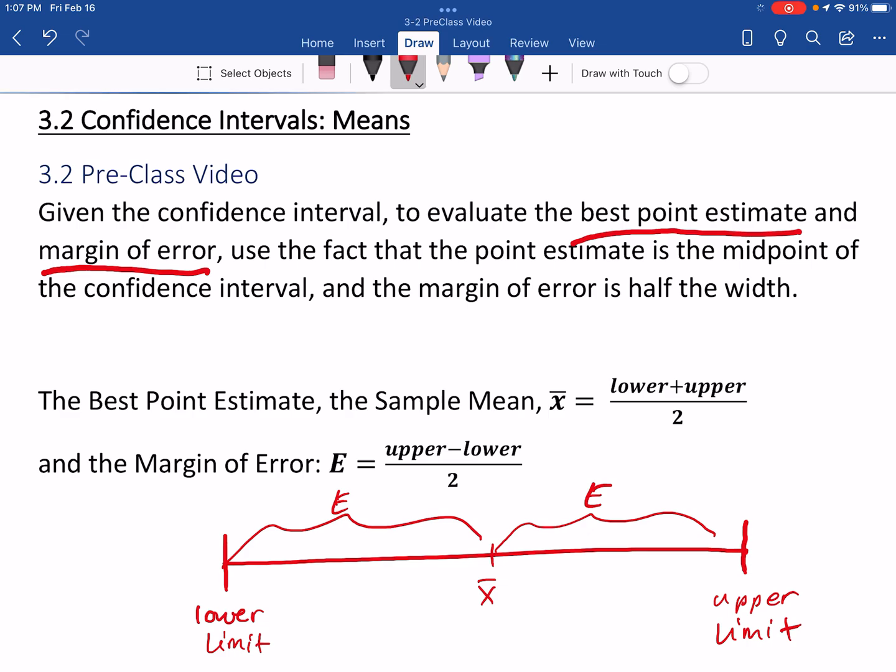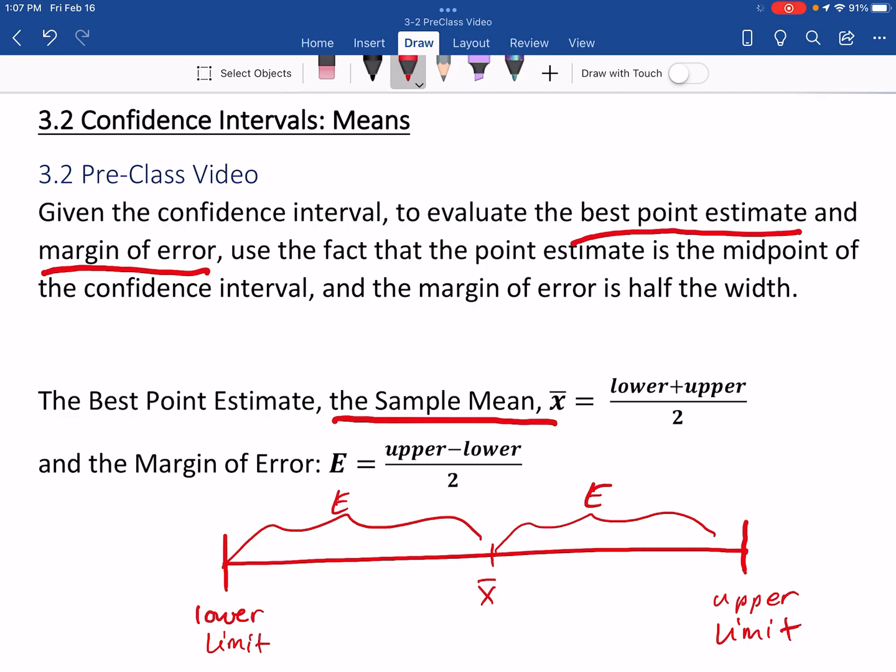Yes. Because for a confidence interval for a population mean, that point estimate is the sample mean. When we were working with proportions, it was the sample proportion, p hat. But for means, our best point estimate is the sample mean, x bar. And that is the midpoint of the confidence interval. Which makes sense because we take the best point estimate and then go in either direction a little bit, the same amount in either direction. So it'd be right in the middle of the interval.